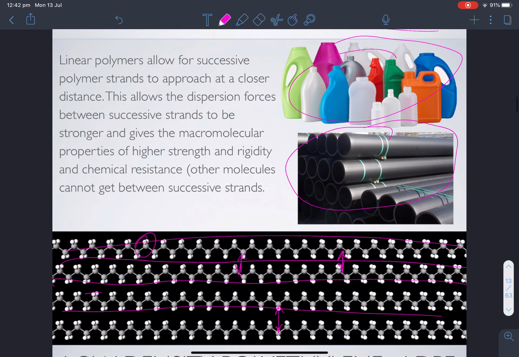One other property is, because they can get so close, other molecules can't really get in between. And so that is also the chemical resistance.